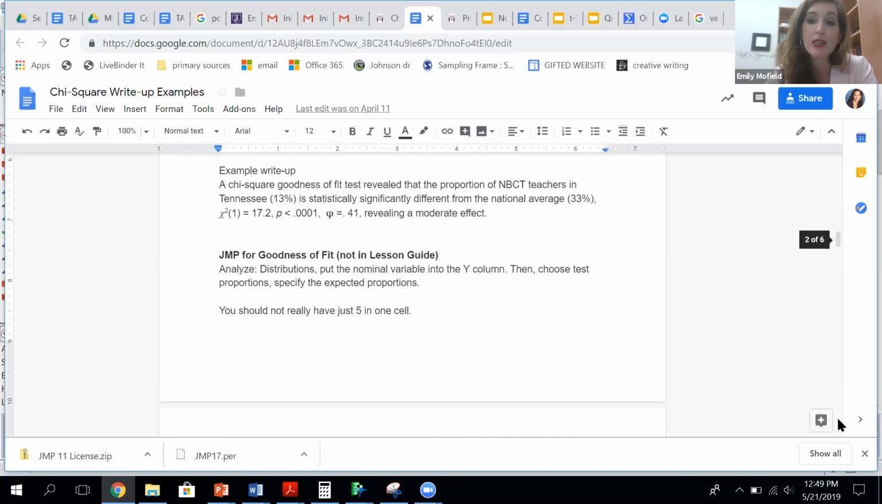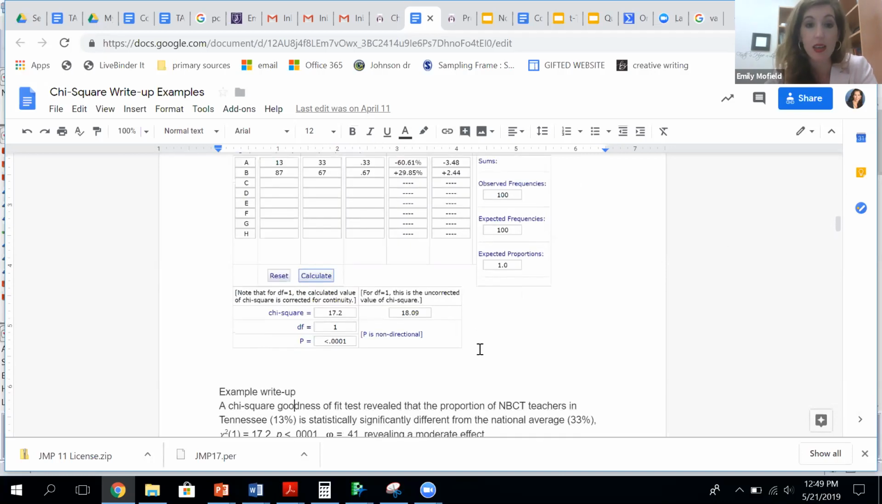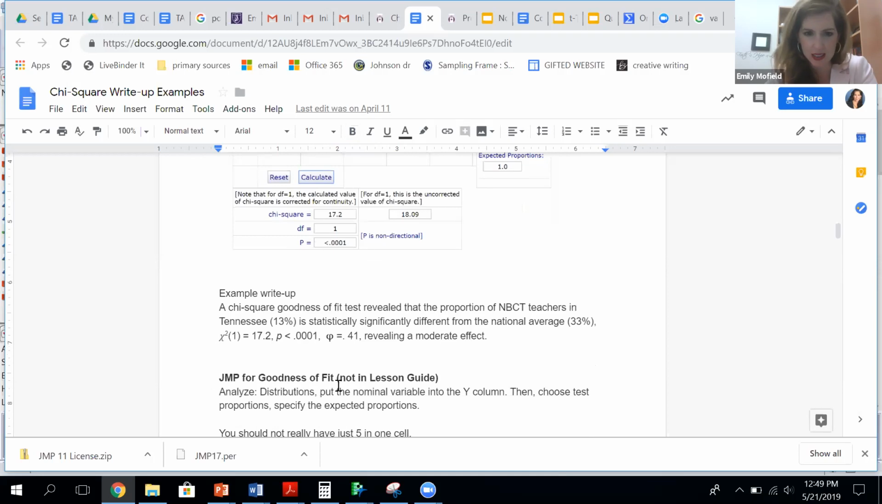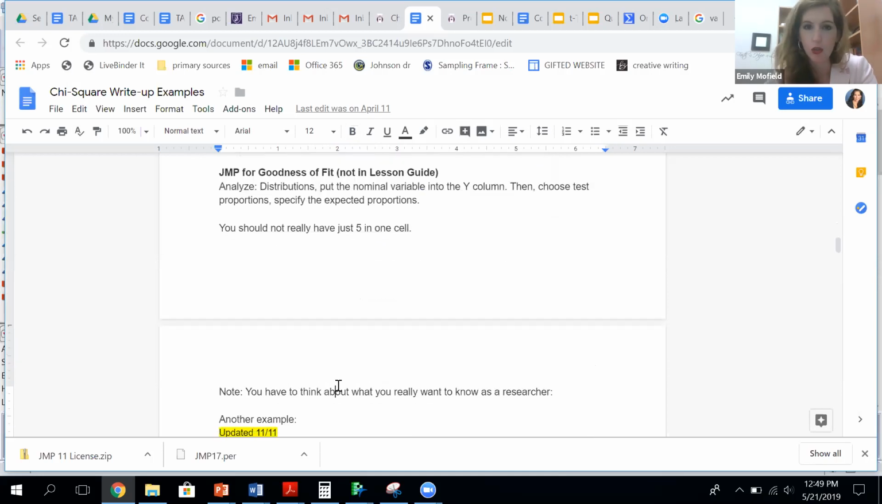All right, so it was statistically significant. Yes, there is a difference. So Chi-Square Goodness of Fit revealed the proportion of national board certified teachers is statistically different from the national average. And so this is how I write this, and then this is a phi coefficient, and that is the effect size. So how do we do effect sizes? I'll get to that in a minute.